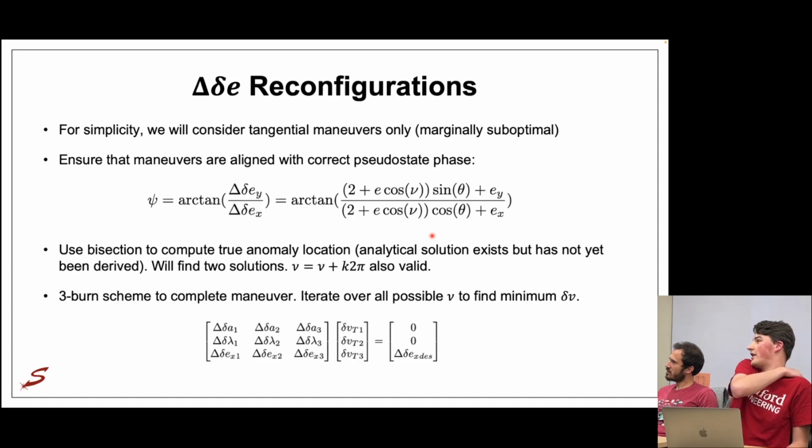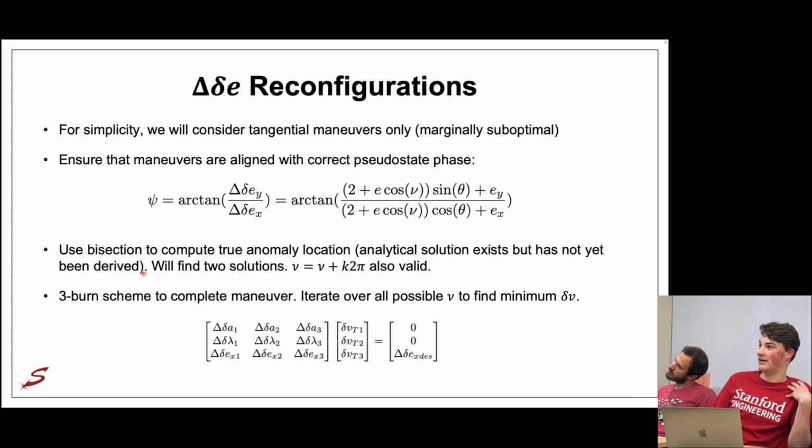In order to compute the location at which you fire these maneuvers, you need to align your maneuvers so that when you perform that tangential maneuver, it fires in the direction of your desired pseudostate phase. So right here, you're going to have a specific phase direction. Then, using the bisection algorithm, you can quickly compute where that true anomaly exists in order to get that maneuver in the direction that you want. There is an analytical solution that also exists. It's very long and complicated, and I have not derived it for my set of ROEs yet. But when you implement it in flight software, you want to use the analytical solution. I don't want to put it on a slide though, so I'll stick with bisection for the time being.